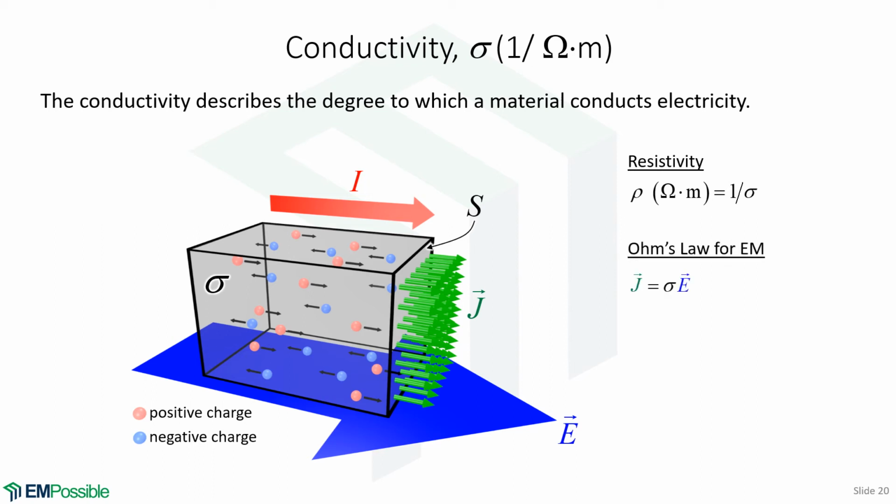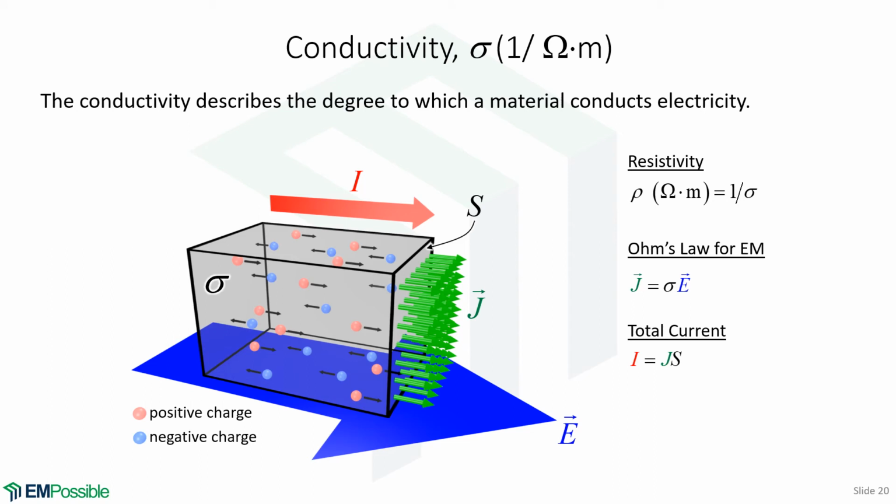We have an Ohm's law in electromagnetics. From circuit theory, this was a V equals IR type of equation. Now for electromagnetics, we have a J, the electric current density, equals sigma times the electric field. So if we apply an electric field to a conductive medium where there's free charges, that will conduct electricity. And there will be some current density flowing through that medium.